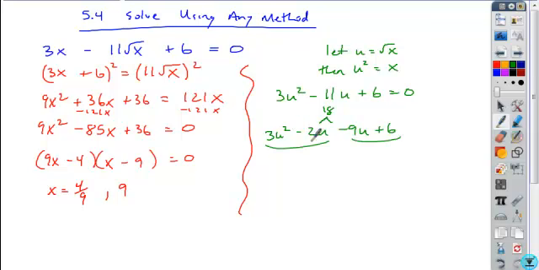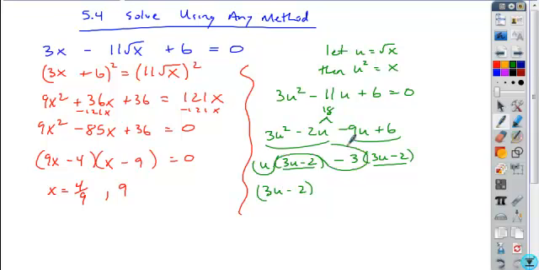Hey, what common factor can I remove from my first pair? u, leaving 3u minus 2. And from my second pair, 3, leaving 3u minus 2. My common binomial factor of 3u minus 2 comes out. My remaining factors of u and negative 3 form the terms of my other binomial factor. And then we can set each of these equal to 0. Again, u is equal to the opposite of my constant divided by my coefficient. And then here, u is equal to 3.